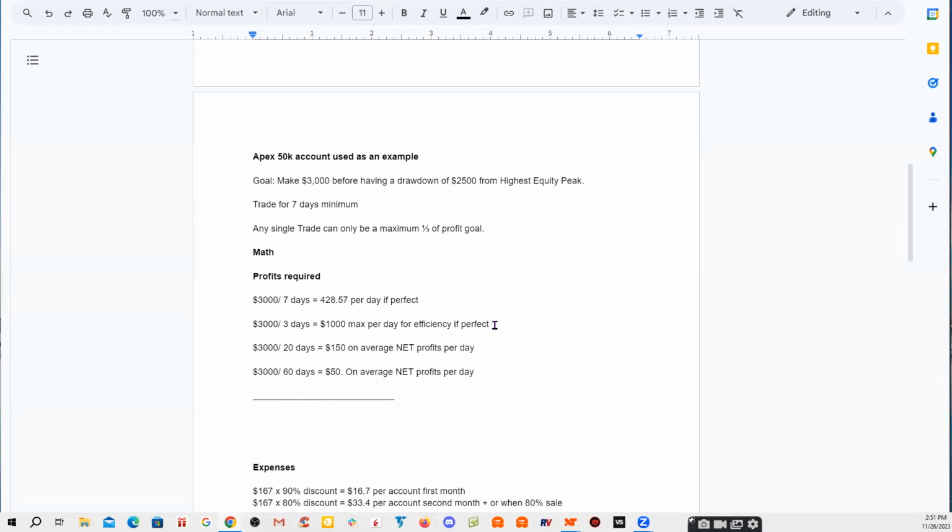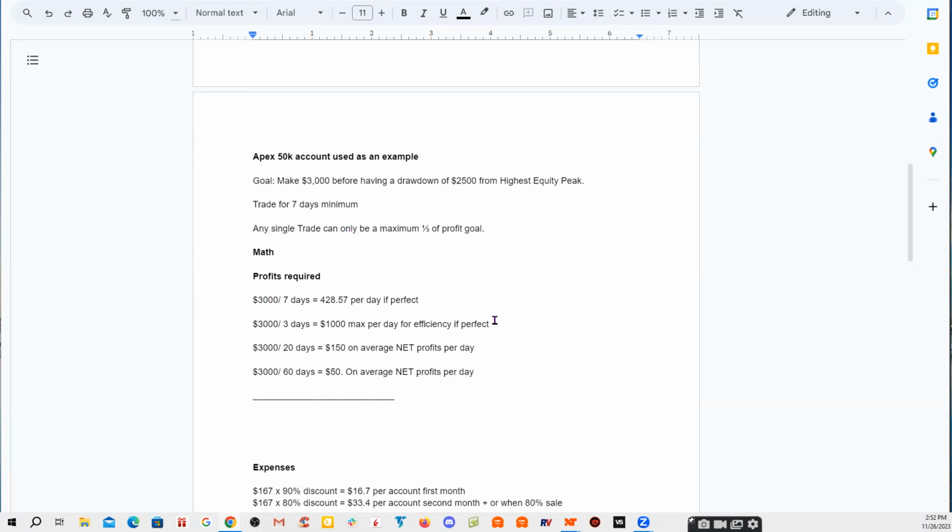If we take 20 days, say the days in a given month, that will allow us to make $150 on average net profits per day. And obviously, if we take 3 months to do that, we only need $50 on average net profits per day. So it'll take you a minute to get your mind around that, but it's an important consideration in terms of the profit structure, the days required, how long it's actually going to take, depending on our skill and our ability to avoid that $2,500 drawdown from our highest equity peak. And these are all regarding one account.